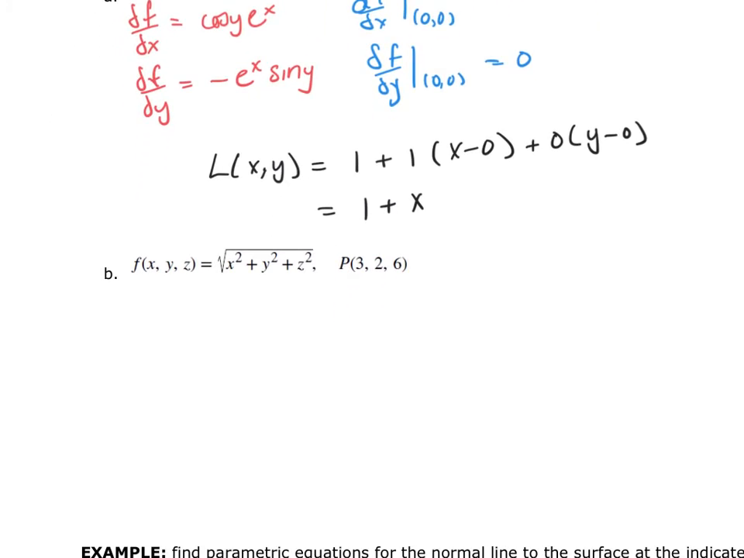Let's take a look at this one. This one is a little bit different in that I now have x, y, and z here, which I didn't have before. So I'm going to have to do my partial derivatives. My partial derivative, df with respect to x, is going to be 1/2 times x squared plus y squared plus z squared raised to the negative 1/2, multiplied by 2x. My partial derivative with respect to y is going to be pretty much the same thing.